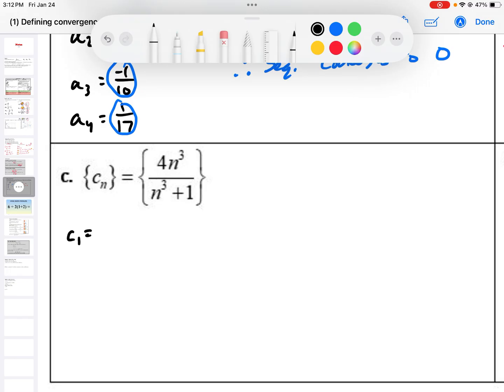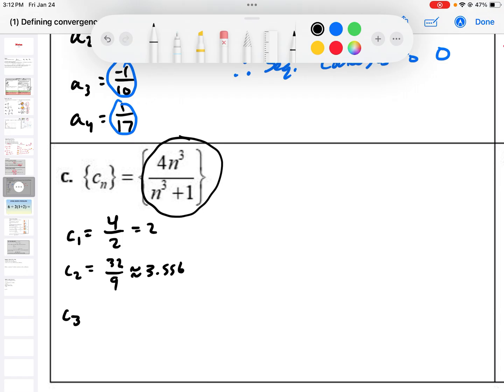This is fun. All right, c of 1 is equal to, plug in 1, so 4 times 4 over 1 plus 1 is 2. That'd be 2. C2 is equal to 4 times 8, which is 32 over 8 plus 1, 9. Okay, I'm going to plug this into the calculator, and that's about 3.556.